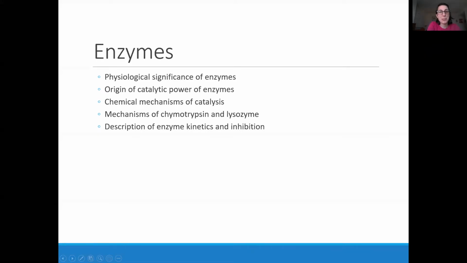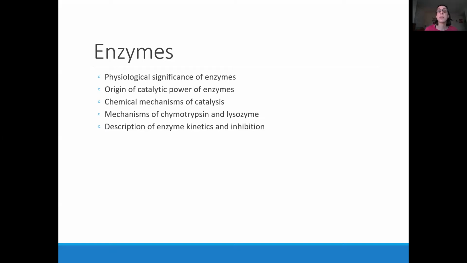Hey everyone, we're going to start into chapter 6, which is continuing our journey in talking about proteins, and now specifically looking at enzymes. So, we're going to be talking about some of the physiological significance of enzymes, the origin of their power or how they catalyze reactions, and some of those chemical mechanisms that allow them to do catalysis.